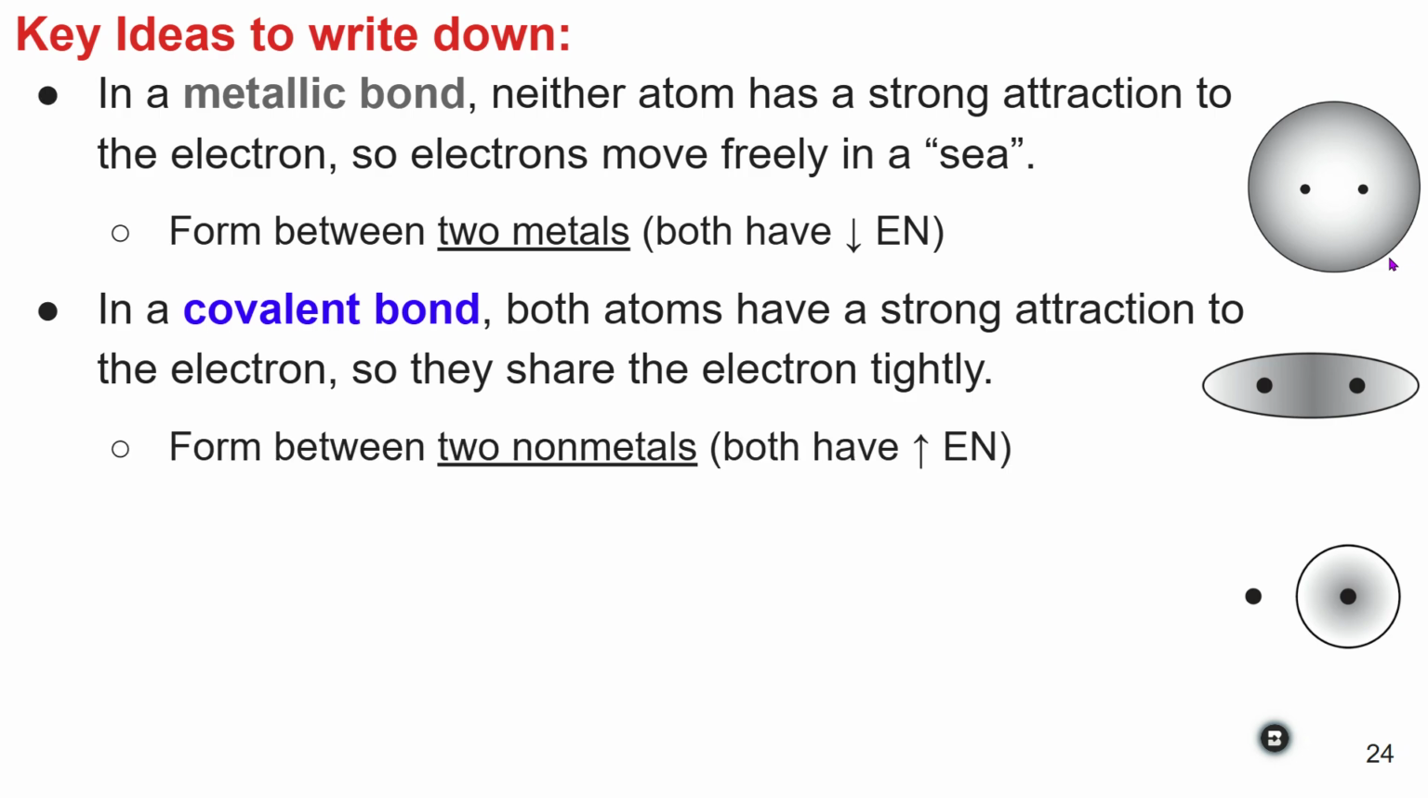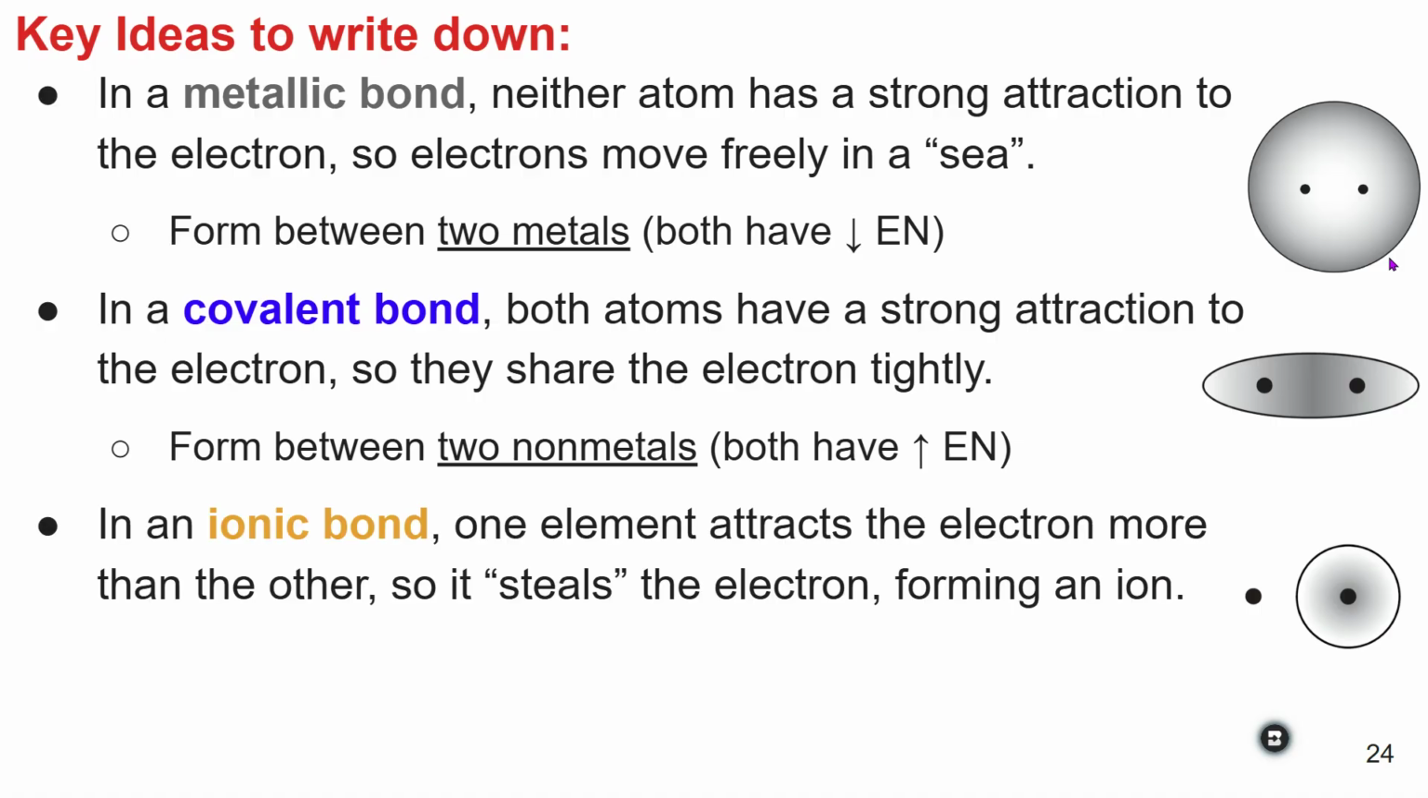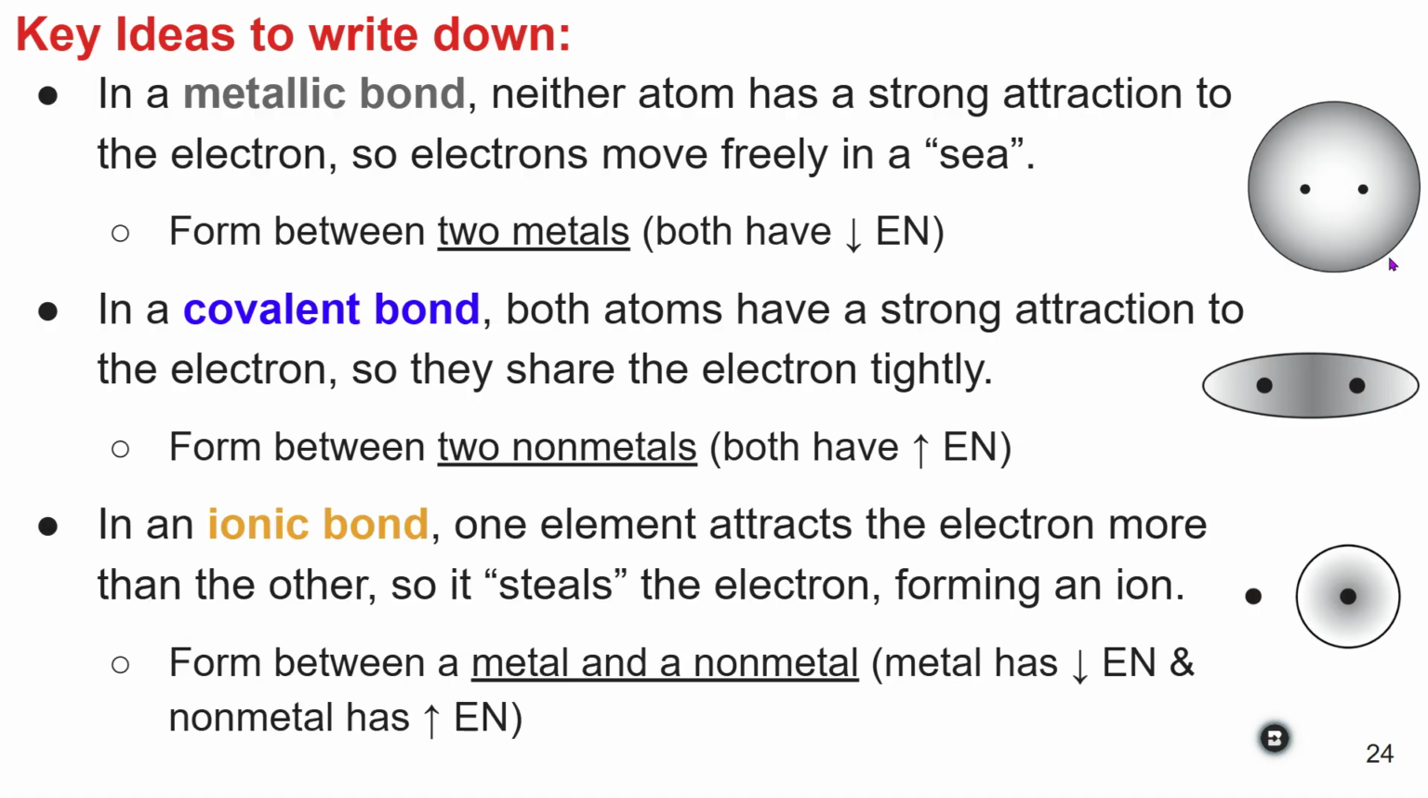In covalent bonds, both atoms have a strong attraction to the electron, so they share the electron tightly. And these are going to form between two nonmetals, both having high electronegativity values. And then lastly, in an ionic bond, one element will attract the electron more than the other, so it steals the electron, forming an ion.